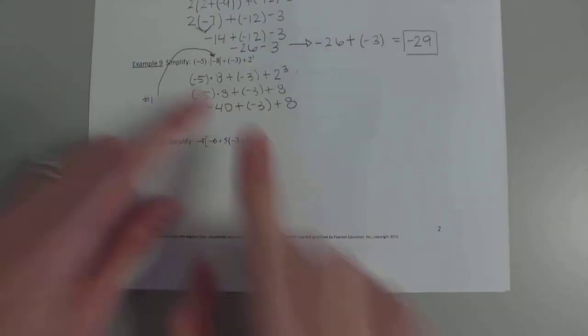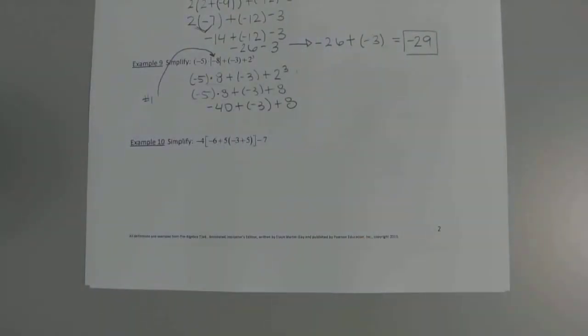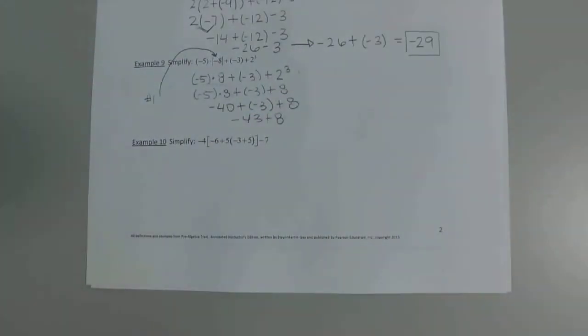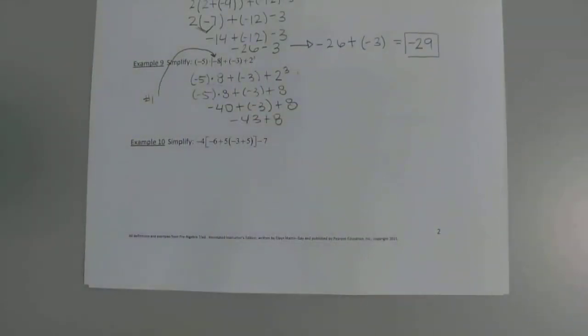Oh my gosh. Okay. And again, I like this. When they have the same sign, guys, you just do the math. So what's 40 plus 3? 43, but they're both negative, so it just shows you how much you're in the hole. So this is negative 43 plus 8. This is the difficult math.